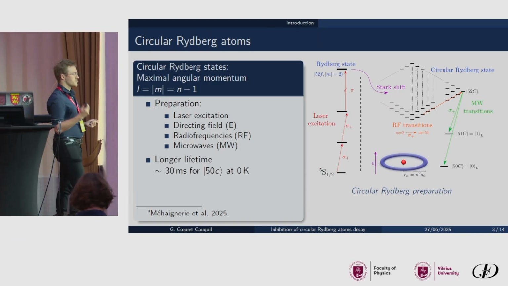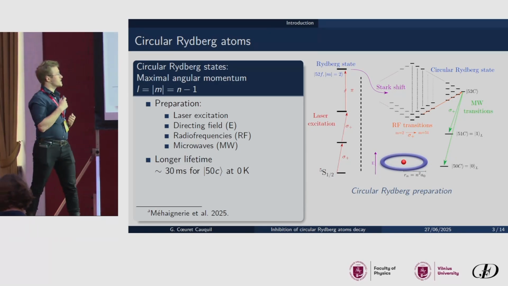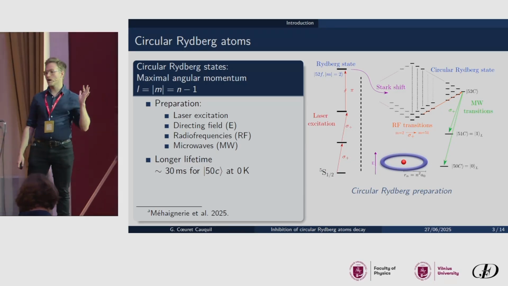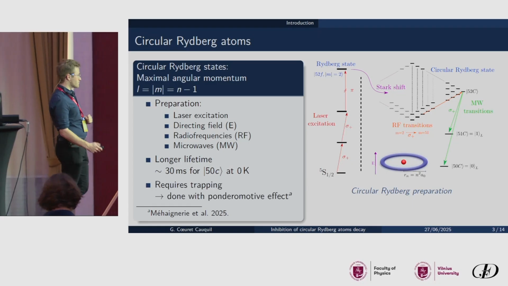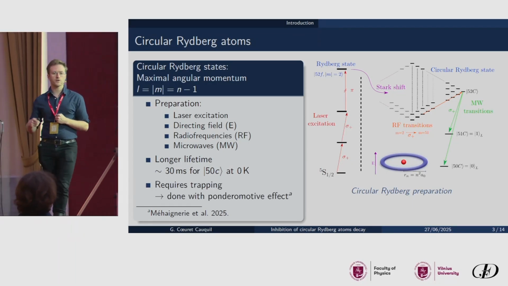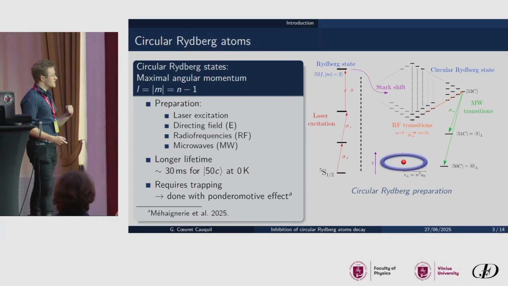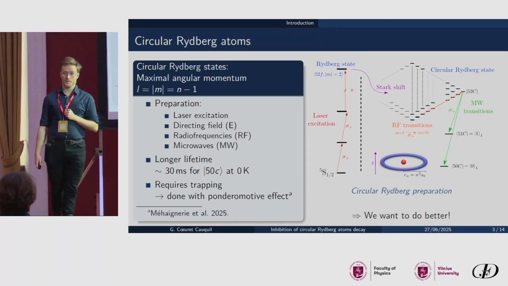The main advantage of these states is that they have an intrinsic lifetime which is much longer because they don't have a direct optical decay channel, reaching, for example, tens of milliseconds for 50C at cryogenic temperature. Since we have longer lifetimes, we are also limited by the fact that the atoms start to fall, so you have to trap them, and this can be done by means of the ponderomotive effect. But we would like to do better.